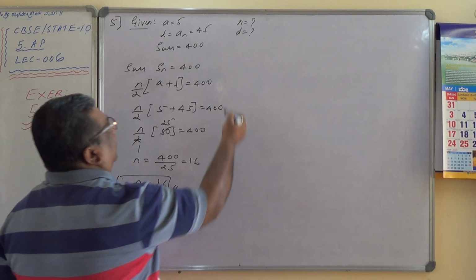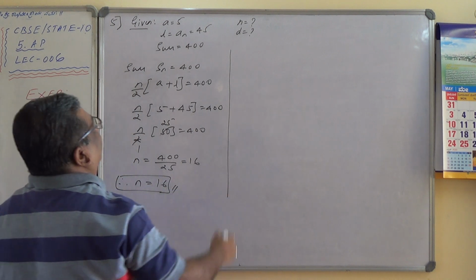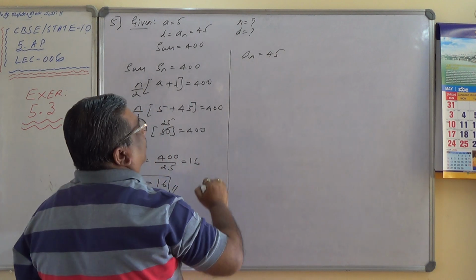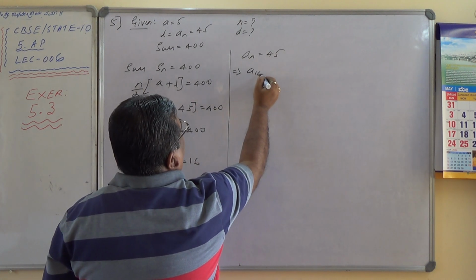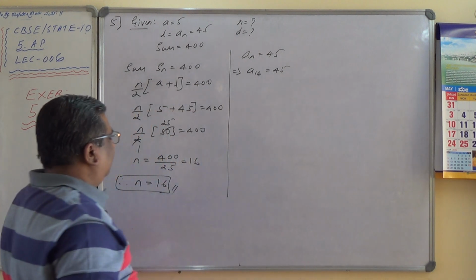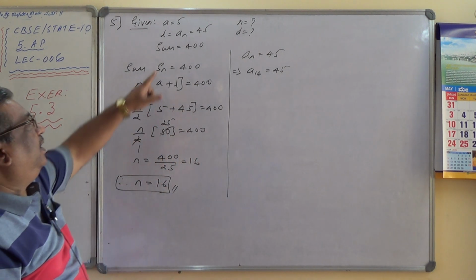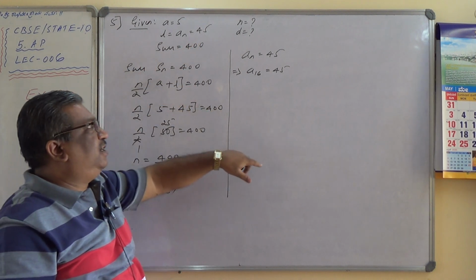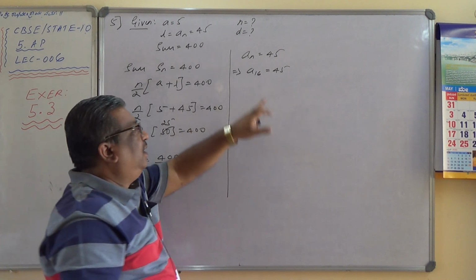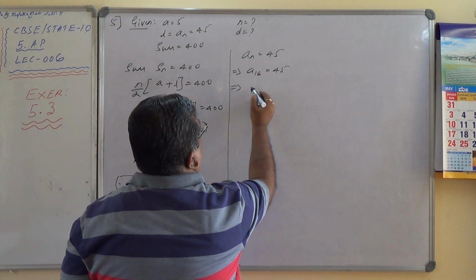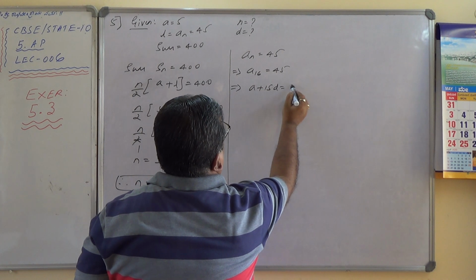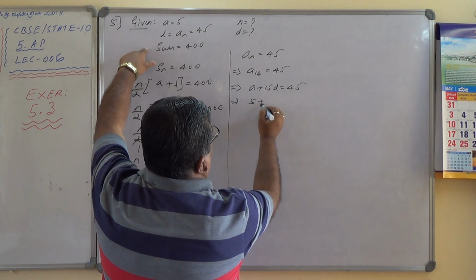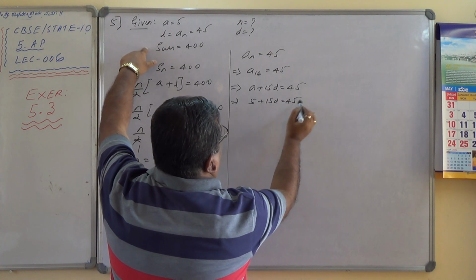Now common difference we have to find out. How do you find out common difference? An equals 45 implies A16 equals 45. Correct or not? How many terms are there? 16. An is the last term, 45. So if an AP contains 16 terms, the last term is A16. A16 equals 45. Implies A plus 15D equals 45. A is 5, plus 15D equals 45.